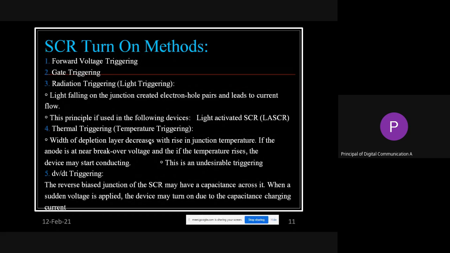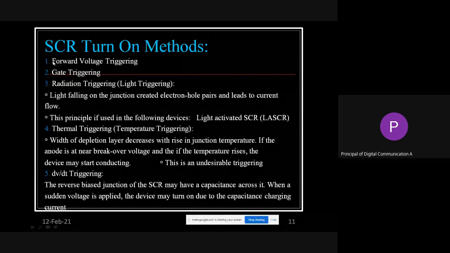आणि सेकंड काय, तर एनोड टू कॅथोड व्होल्टेज फॉरवर्ड बायस करायचं आणि गेट पल्स द्यायची, SCR ऑन होतोय. So they are the regular two methods for making the SCR on. But besides that, a few are listed over here. So let us see one by one.